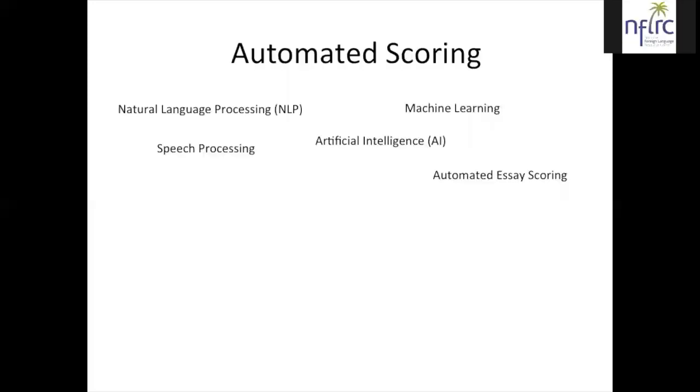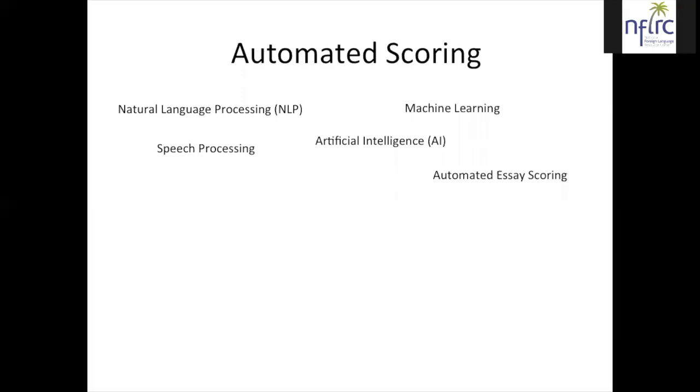Automated scoring is something that is in demand. We all like the essays to be scored and the speech samples to be scored. The goal, however, is for the computers to score them as similar to a human rater as possible. There are a lot of key words that you may hear: natural language processing, speech processing, artificial intelligence, machine learning, automated essay scoring. These hold promise for assessment in the future.